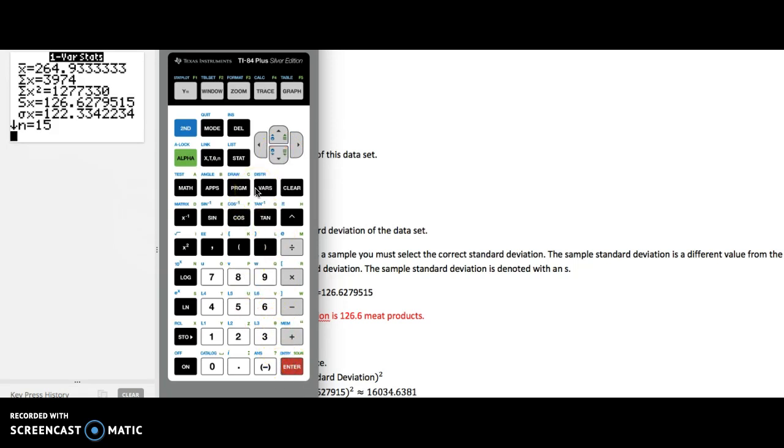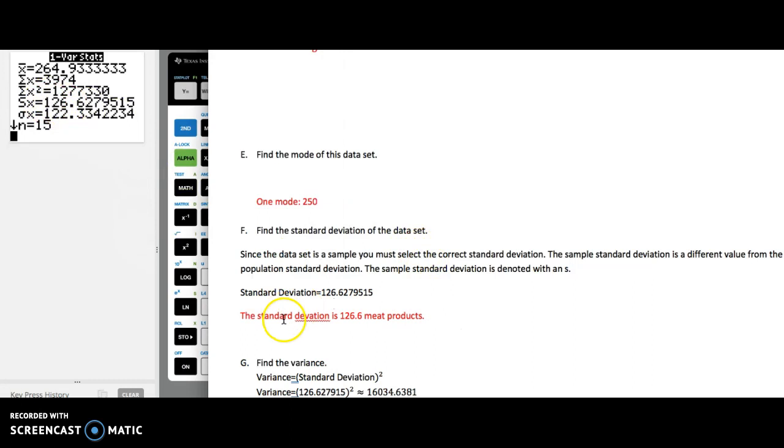The first question deals with standard deviation. It's going to be either this number here, 126.627 and so on, or it's going to be this number here, 122.3342, and so on. That's why it's important to note, are you dealing with a sample or a population? In this case, we're dealing with a sample, so you have to select Sx for the sample standard deviation. So the standard deviation is 126.6 meat products, rounding to 1 decimal place.